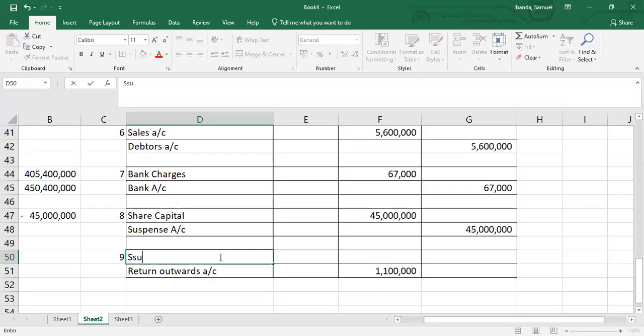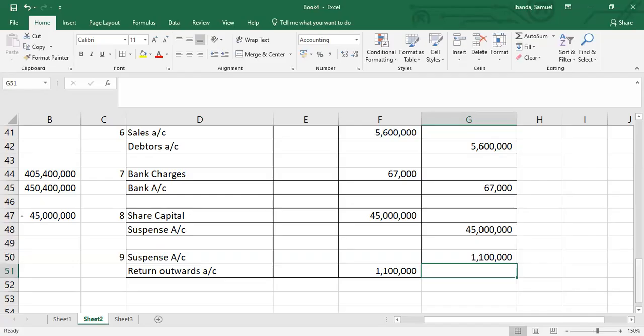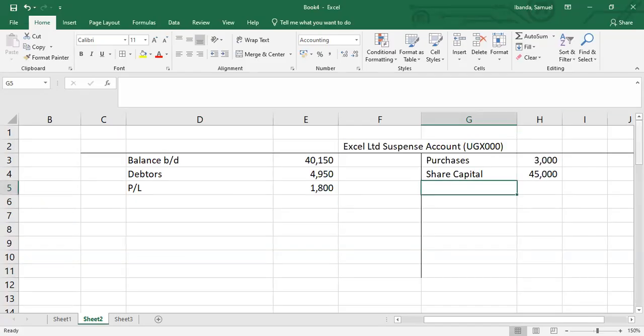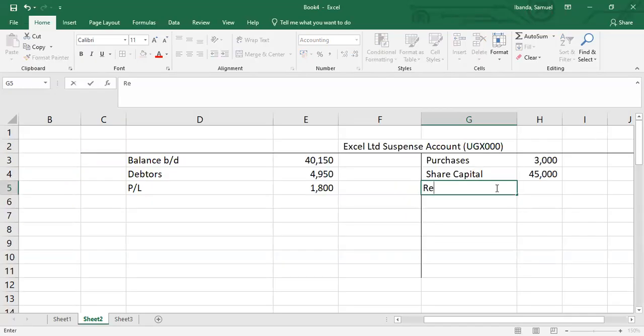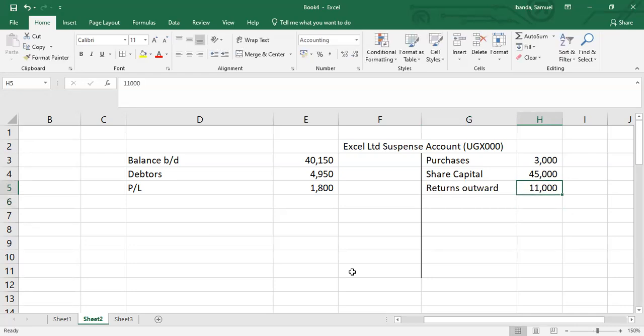So suspense account gives me 1.1. So I'll come up here. Since I'm crediting my suspense, I'll put my returns outward 1.1. Like I said, practice these things. They will become much easier for you, okay? 1.1 is that, 1.1, okay?